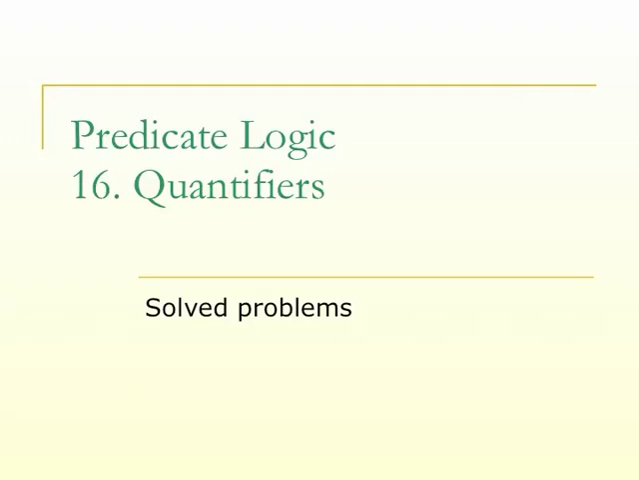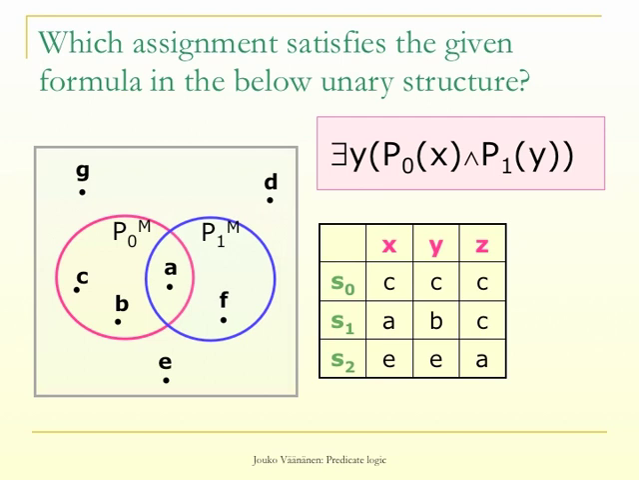Solved problems. First problem. Which assignments satisfy the formula there exists y, left parenthesis p0x and p1y, right parenthesis, in the below unary structure? We are given a picture of the unary structure.